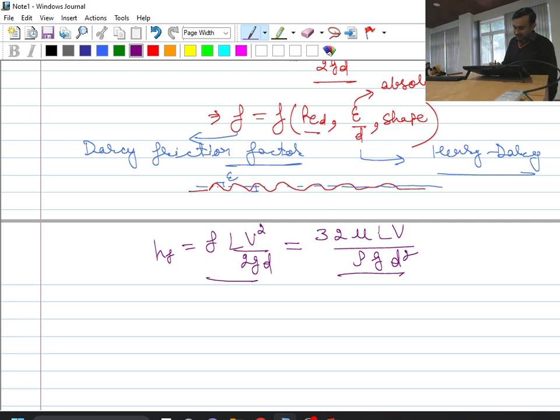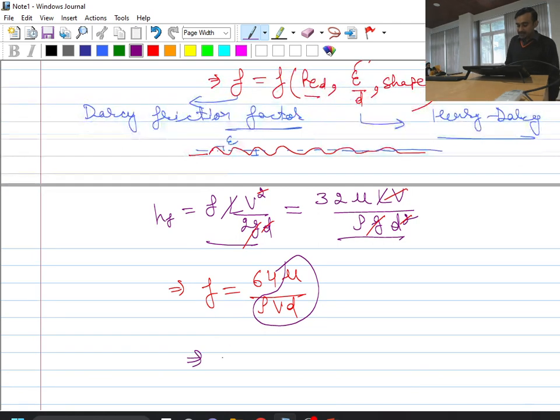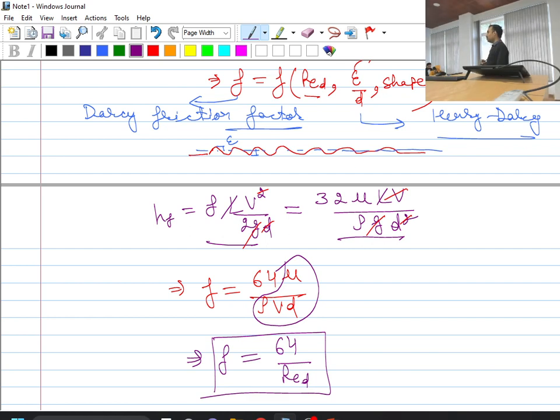equivalence, my length will get cancelled. One velocity will get cancelled, g is also cancelling out, and one diameter is cancelling out, and ultimately I am getting f equal to 64 mu upon rho V d. We know that mu upon rho V d is the Reynolds number, calculated based on the diameter of the pipe. So I can say that the Darcy friction factor for laminar flow is equal to 64 divided by the Reynolds number of the flow.